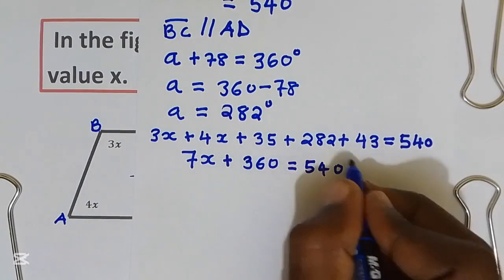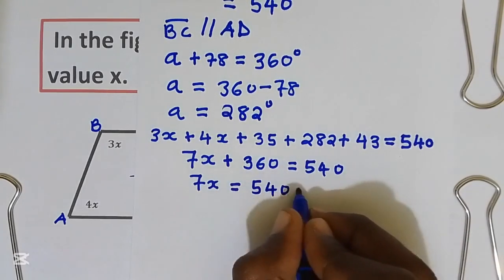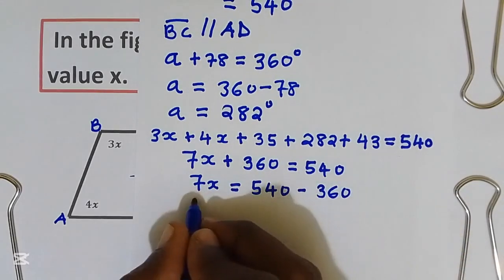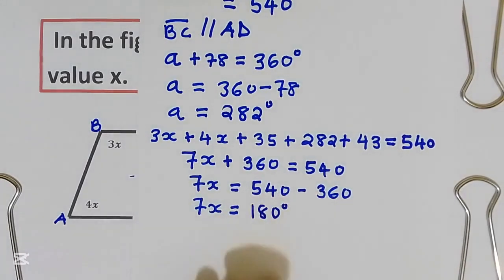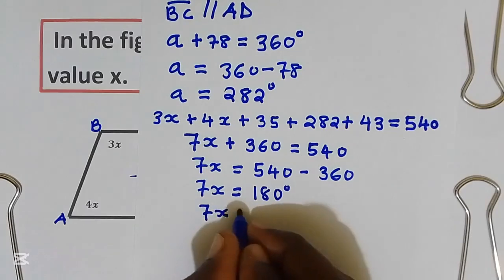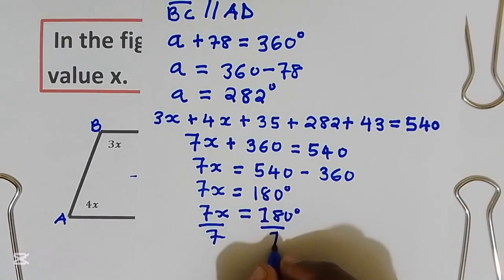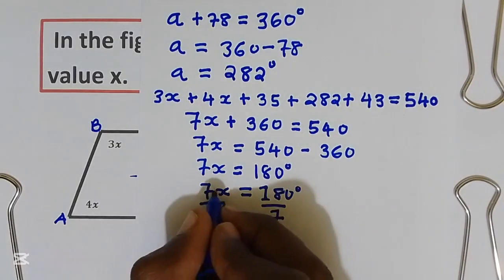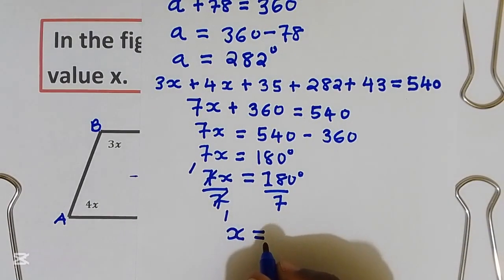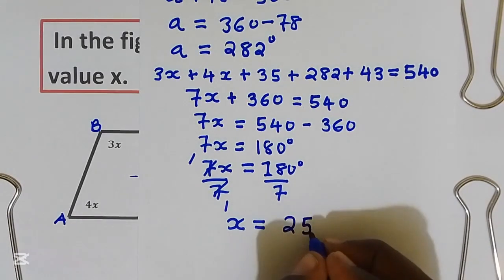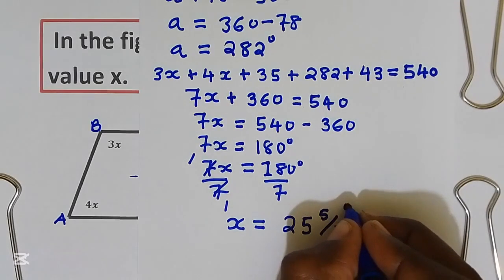Take 360 to the right hand side. 7x is equal to 540 take away 360. 7x is equal to 180 degrees. Divide by 7. By 7, 1. We get x is equal to 25 and 5 over 7 degrees.